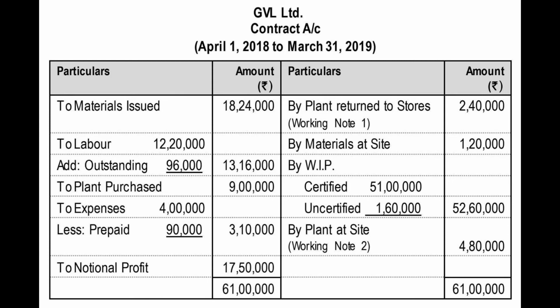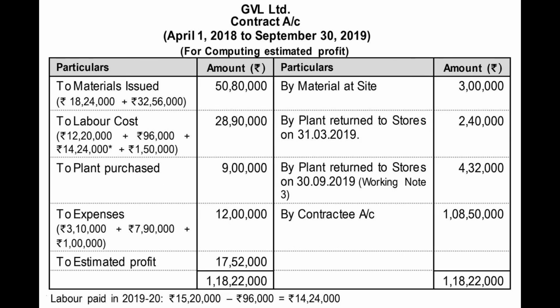Then next part of the question, we have to compute estimated profit for the entire period. That means from April 2018 to 30th September 2019, 12 months plus 6 months, 18 months. So put a heading, GV Limited contract account, open the bracket, period 1st April 2018 to 30th September 2019. Under that, the heading should be estimated profit. Now we are going to compute the estimated profit for the entire period of 18 months.